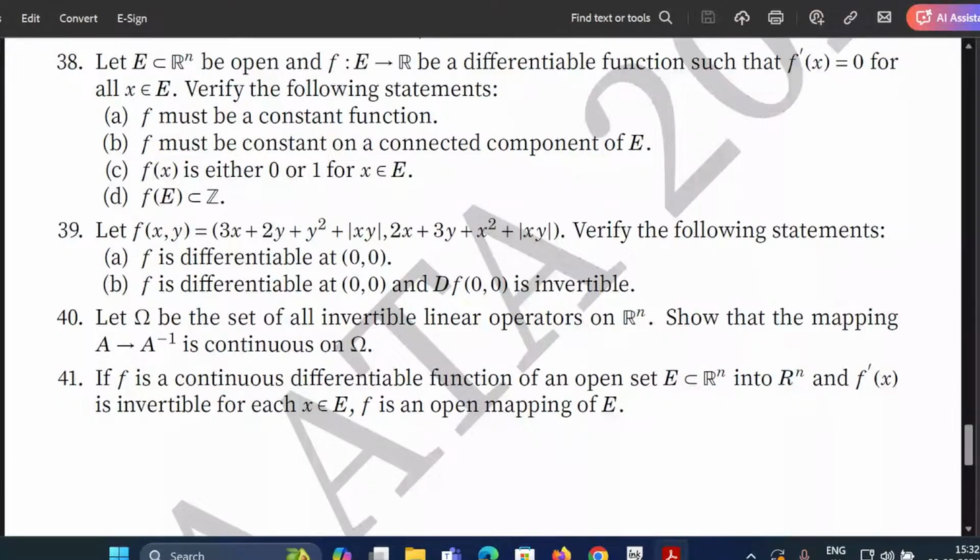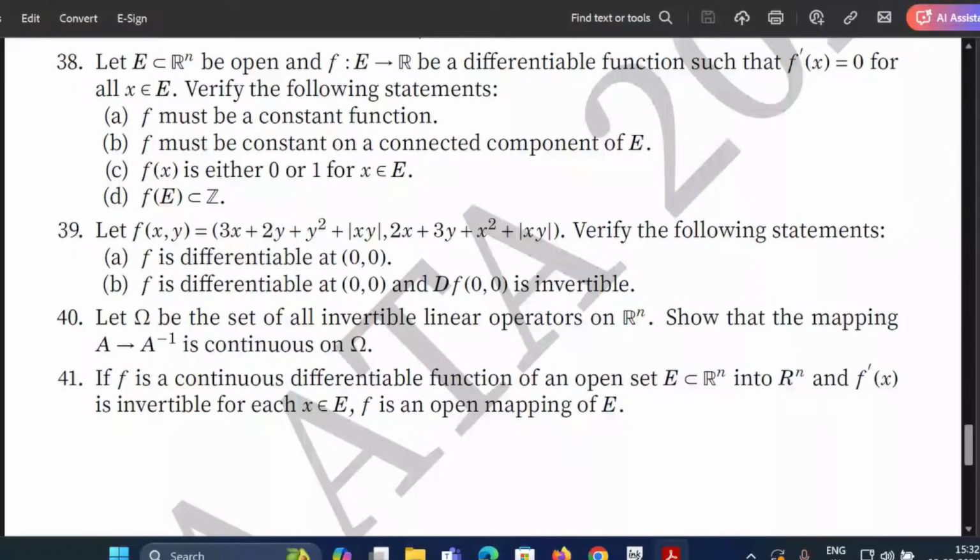The others are, yes, true, correct. The others are not true, it cannot be. If it's 0, 1 for all x, that's also not true. We can have a function like that. Any constant function, f of x equals 2, will give us something. So obviously not. F of A is a subset of J is also not true.